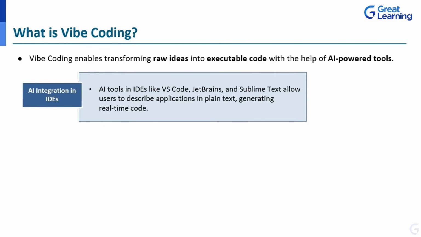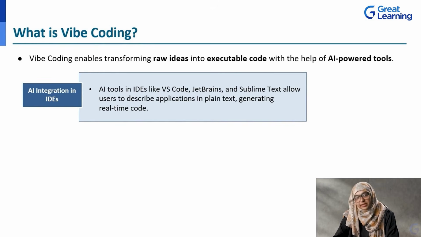AI integrations and IDEs. You have different IDEs like VS Code, JetBrains, and Sublime Text, which let you use your plain text descriptions to generate real-time code, right? With the help of these powerful IDEs, you'll be able to seamlessly integrate your advanced AI tools like ChatGPT, Claude, or GitHub Copilot, and effectively use them to transform your raw ideas into real-time, fully running code with the assistance of AI.